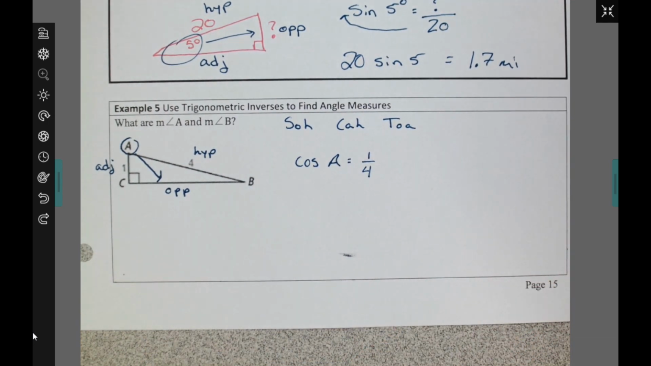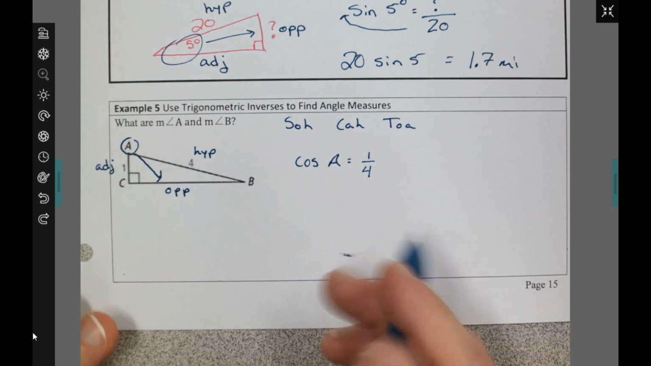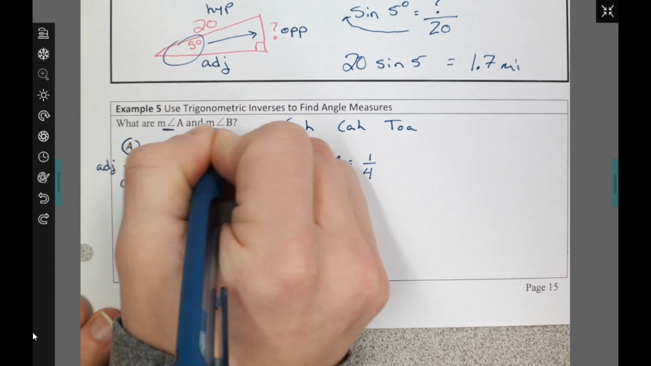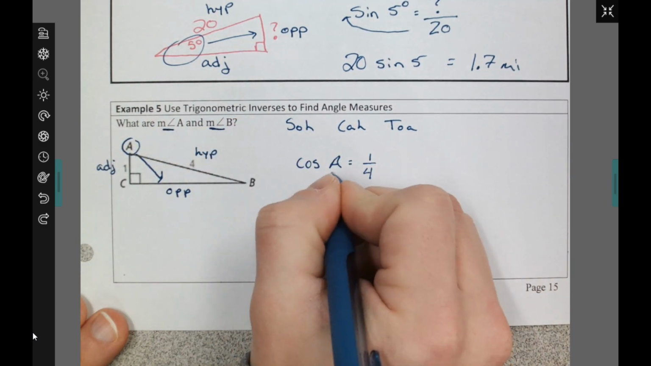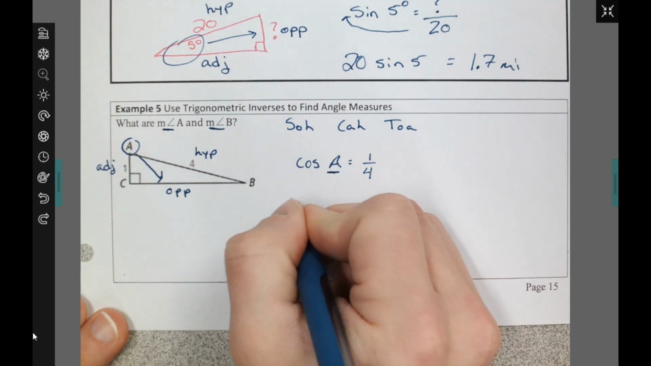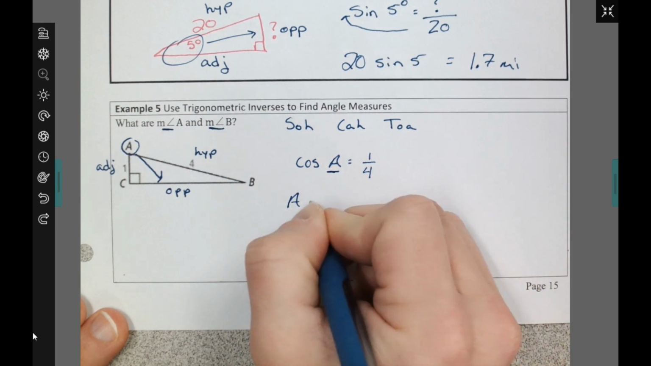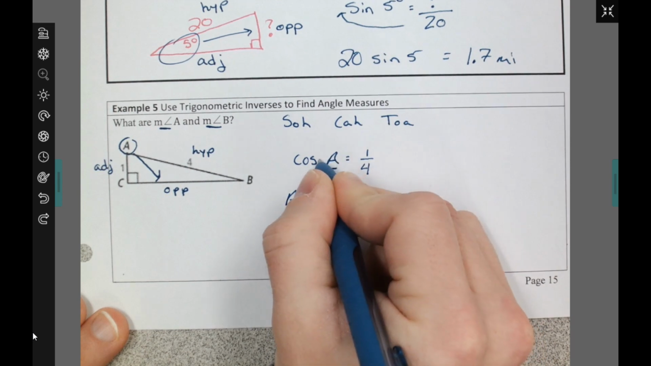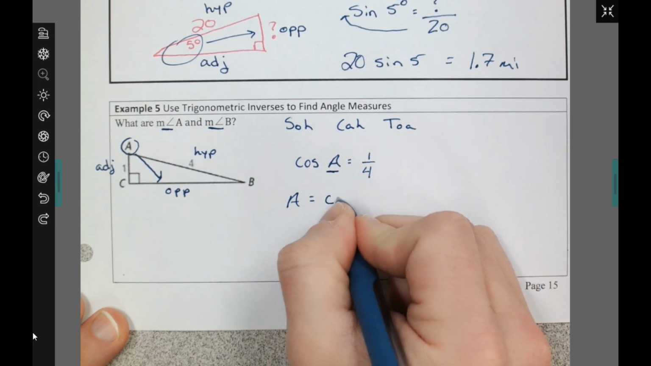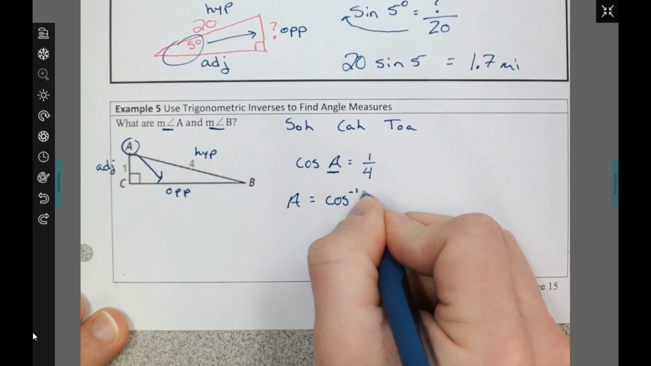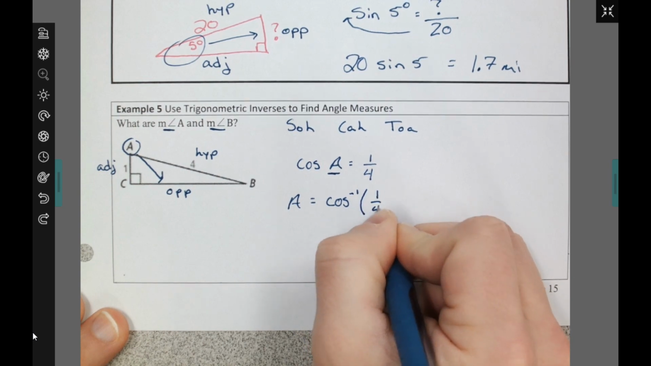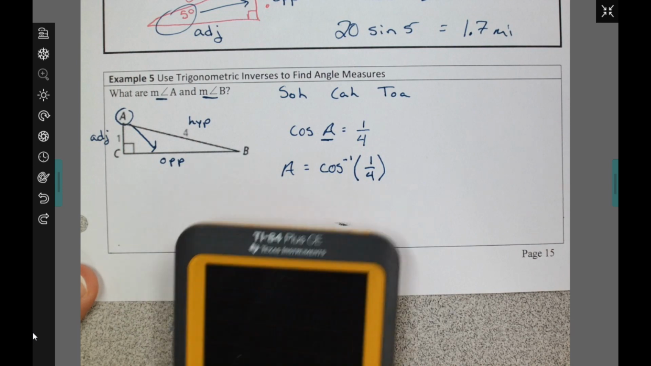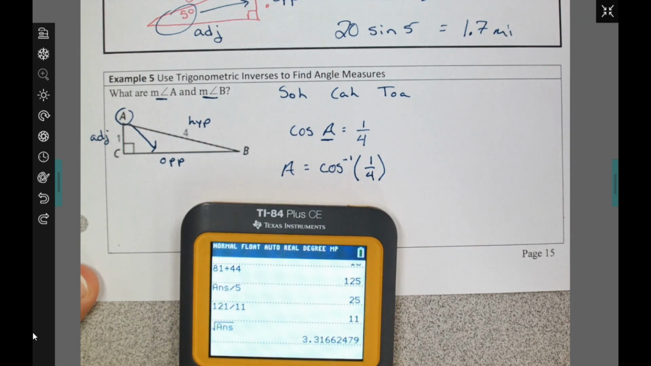Find the trig ratio. Now that I'm solving for an angle, whenever you see that we are solving for an angle, we're going to have to use what's called the inverse, the trig inverse. So instead of plugging in the calculator cosine of 1/4, we're going to type in cosine to the -1 of 1/4. All right. And what that's going to look like is this.